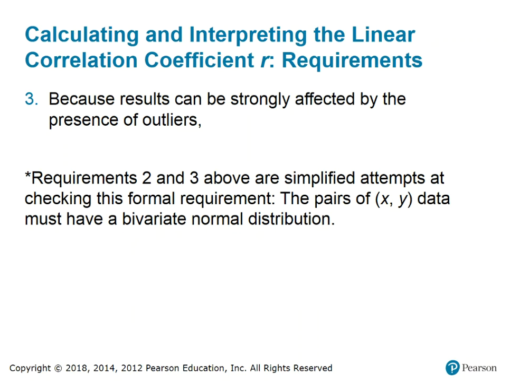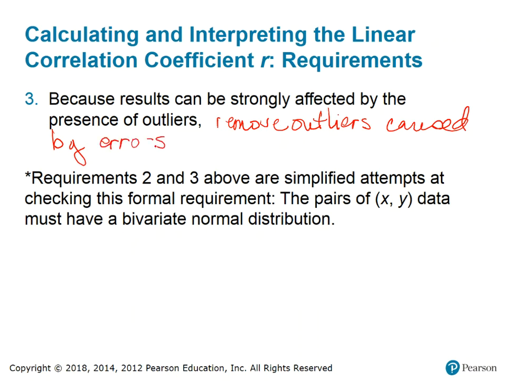We also have to be aware of outliers. This test is strongly affected by outliers. So what you need to do is, if you do have an outlier caused by an error, you need to remove it. So remove all outliers caused by errors. And if you just did a bunch of errors, you need to recollect your data anyway. The other thing that you might end up doing is, if you have some outliers that are not caused by errors, run your data with the outliers and without them and see how the test changes.